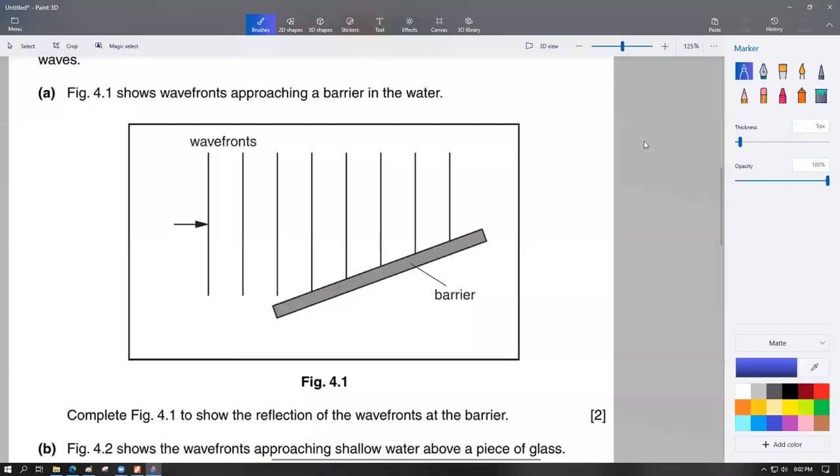Yes, Munaim. Sir, how can I draw the wavefront? Horizontally and vertically, both put together. Yes, that's the typical procedure. And what does the wavefront represent? The particles of each crest.